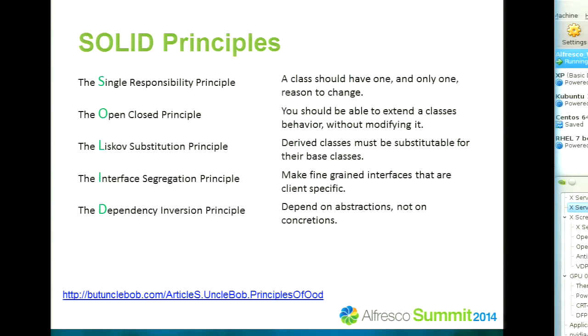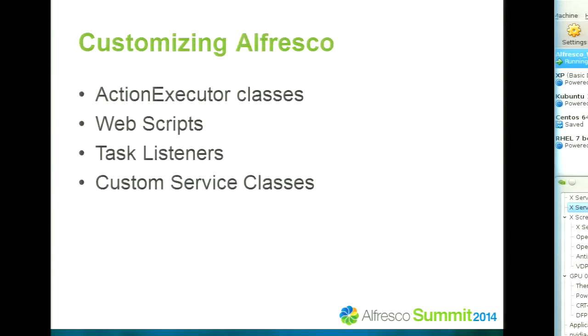SOLID principles are object-oriented principles that we're not going to go into all the details of. The first one we'll talk about is the single responsibility principle. Essentially, your piece of code, your function, has one purpose and one purpose only. It should not be doing 2 or 3 things. You shouldn't have a module that's trying to do a lot of different things. You have to keep focused.